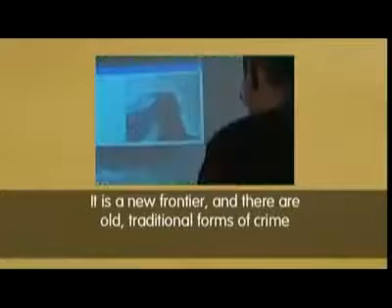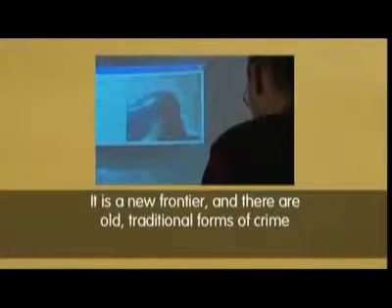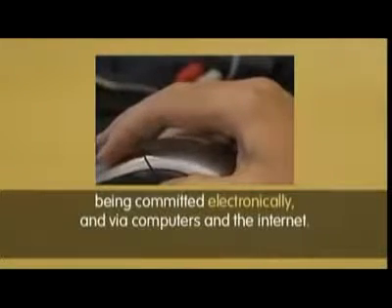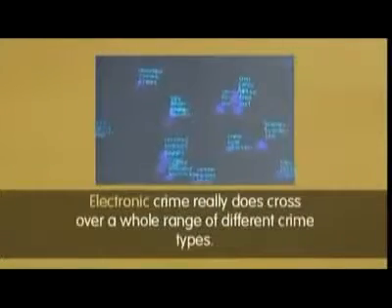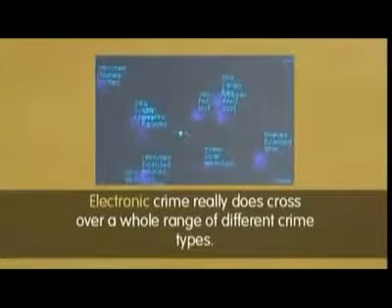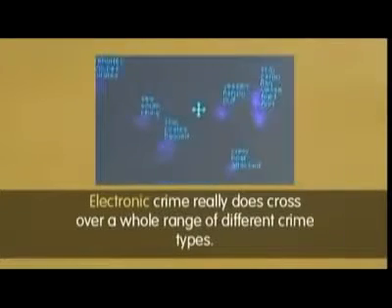It is a new frontier, and there are old traditional forms of crime being committed electronically and via computers and the internet, but there are also new crime types emerging. Electronic crime really does cross over a whole range of different crime types.